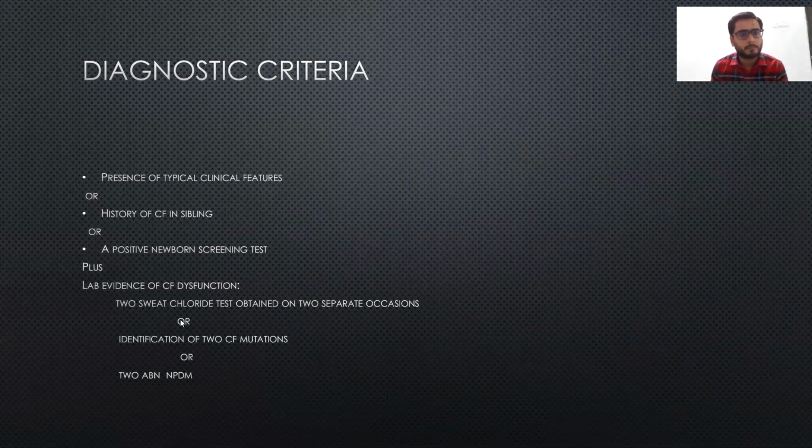If the patient has typical clinical features like GI or respiratory manifestations, or there is a history of cystic fibrosis in a sibling, or a positive newborn screening test, that is IRT, I already told. Either one of these 3 conditions, plus lab evidence of 2 sweat chloride tests obtained on 2 separate occasions that are more than 60, or identification of 2 CF mutations, or 2 abnormal nasal potential difference measurements.